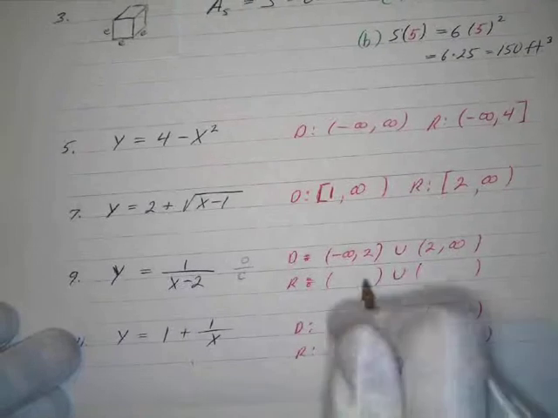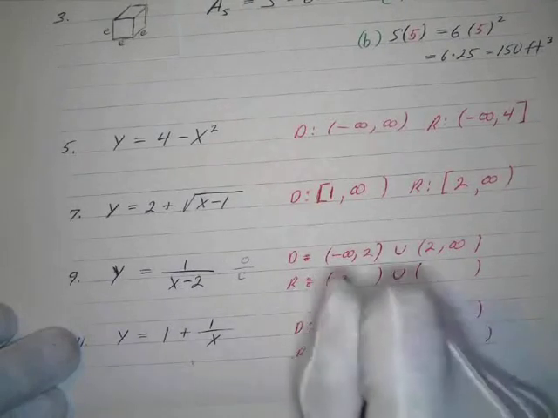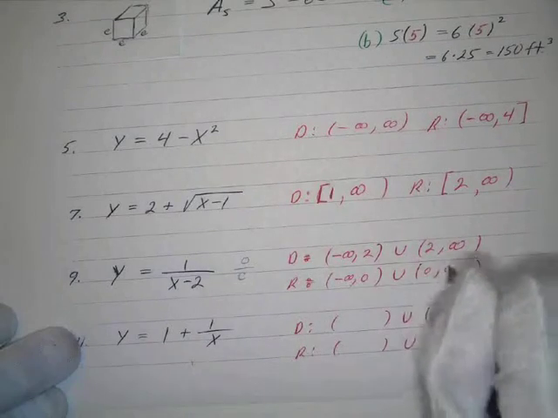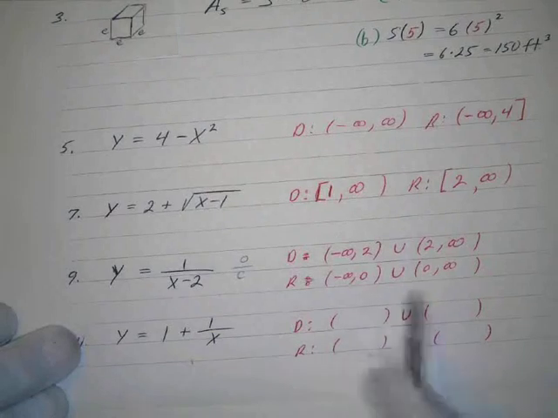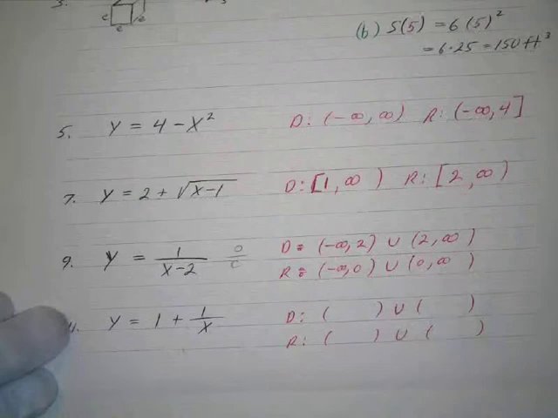So we do the same little trick over here. Negative infinity to 0. And then 0 to infinity. And that kind of omits 0. Or you could always say all numbers except for 0. Or you could say all numbers except for 2. That's just another way of writing it.